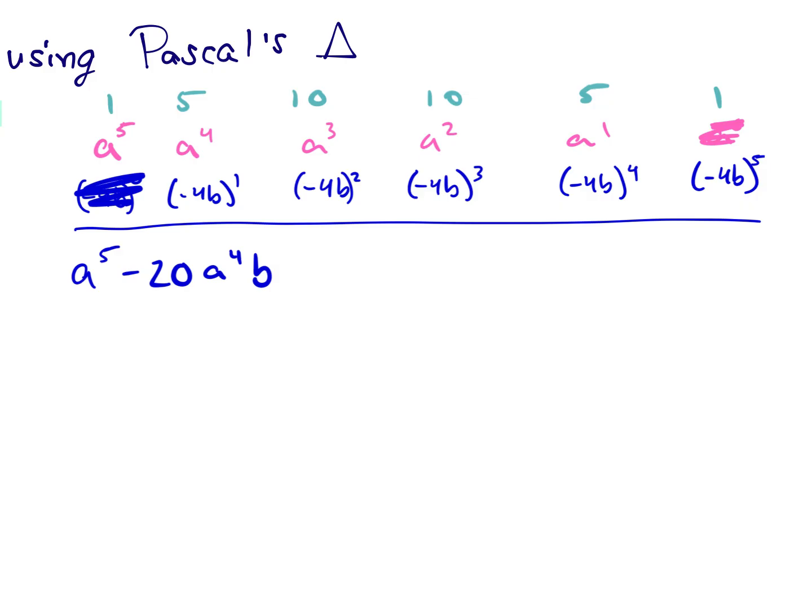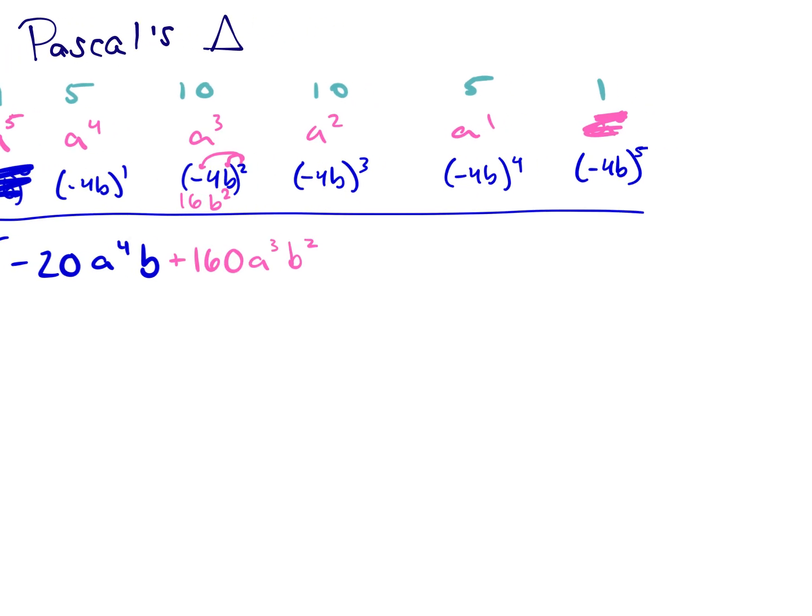Here we have to be careful because we have to distribute the 2nd power. So this would be 16b squared. So we get plus 160, a to the 3rd power, b to the 2nd power. We need to distribute here too. So negative 4 to the 3rd power would be negative 64b to the 3rd power. So this would be minus 640 a to the 2nd power, b to the 3rd power.